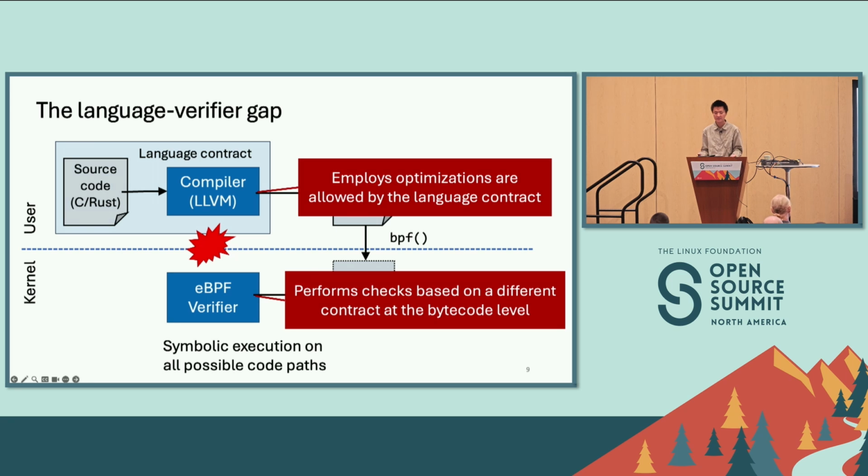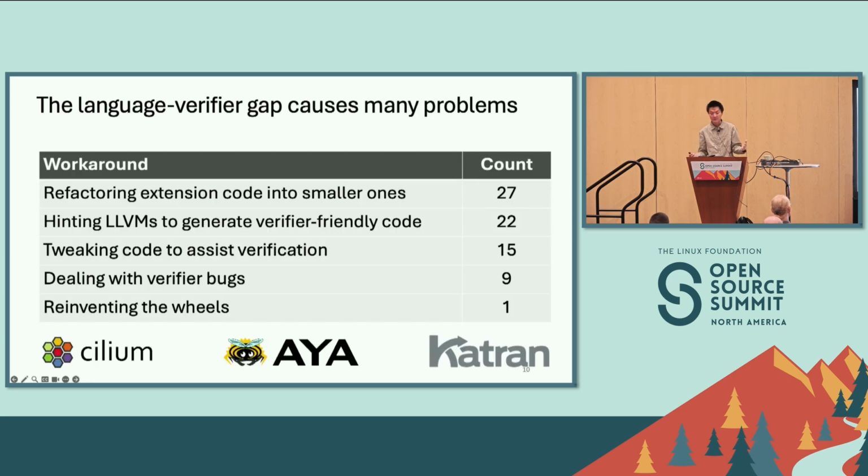So we already saw one such example where the gap causes problems. But the truth is that this language-verifier gap has actually caused many problems. Based on our study of popular and large eBPF projects such as Cilium, Katran, and IOVisor, we found that developers frequently have to implement workarounds to fix those verification issues.